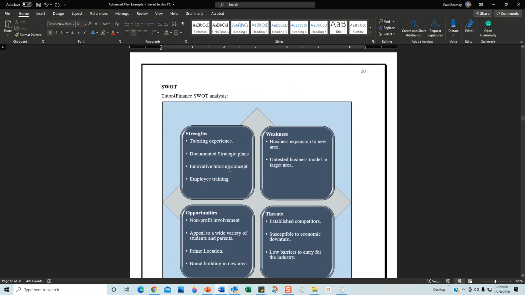Next is going to be the SWOT analysis. For the SWOT analysis, we're going to talk about some of your strengths, weaknesses, opportunities, and threats from the perspective of the organization.